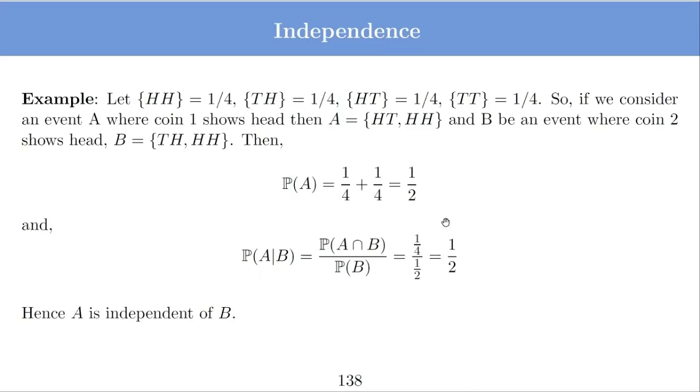But you can verify that this is not always true if you have a different assignment. If these four outcomes are not equally probable, then you will see that if you condition on B, the second coin toss may change the outcome of the first coin toss, and then they would not be independent.